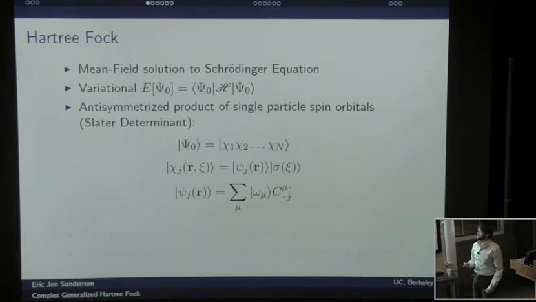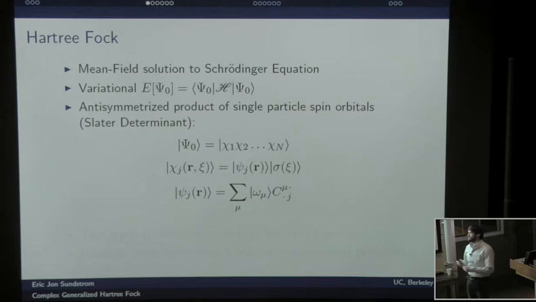It's variational in that the energy is an upper bound to the exact energy. In this case, we're doing the Born-Oppenheimer approximation. So we have clamped nuclei. And it's just an antisymmetrized product of single particle spin orbitals, so labeled as a Slater determinant. I've shown that here as, this is kind of the schematic ket of that.